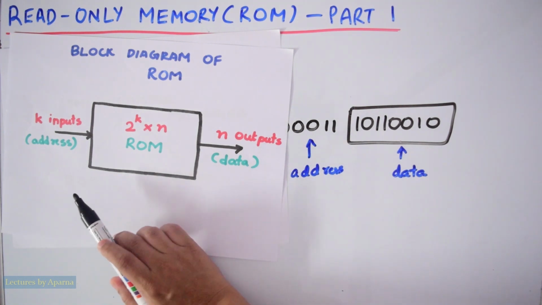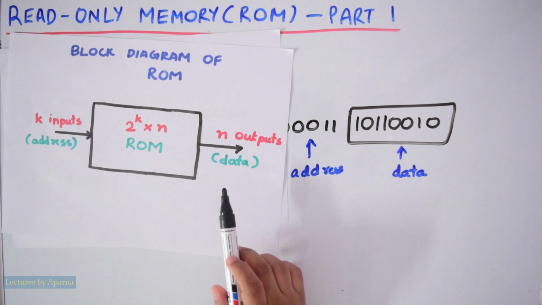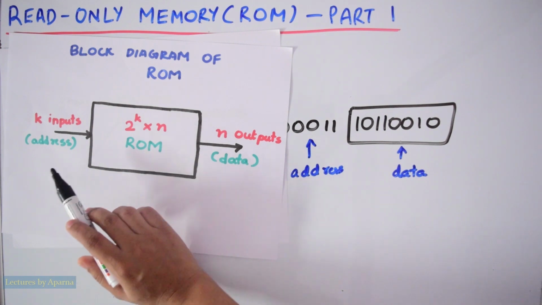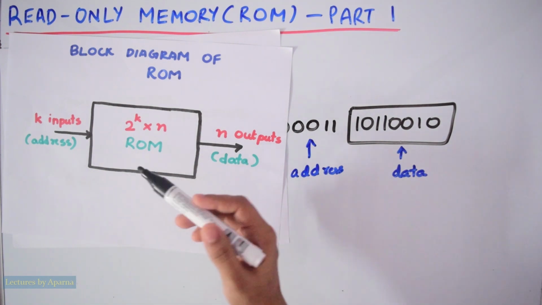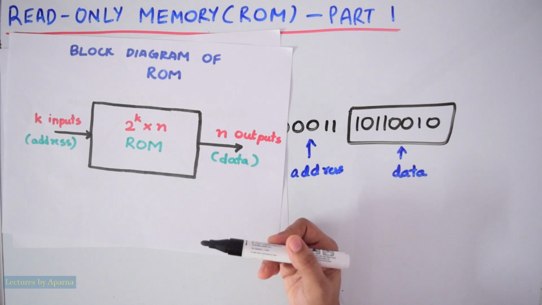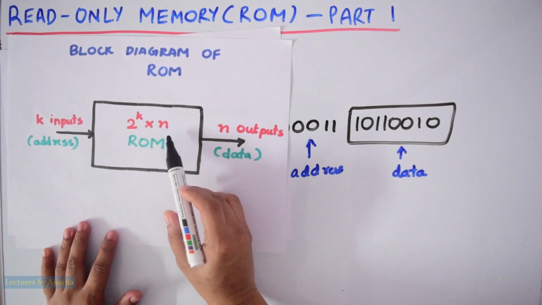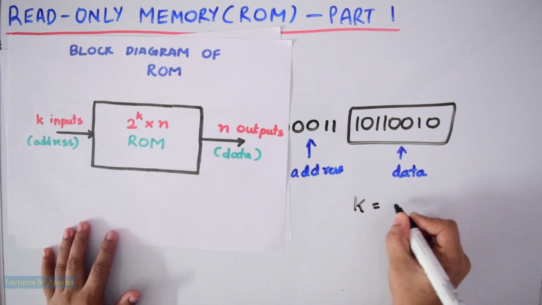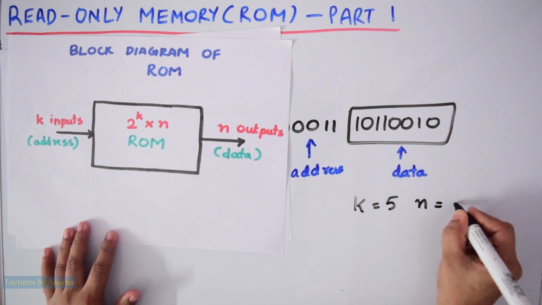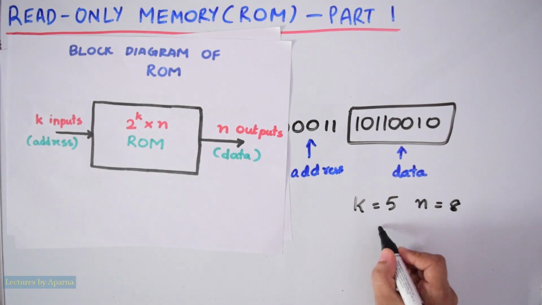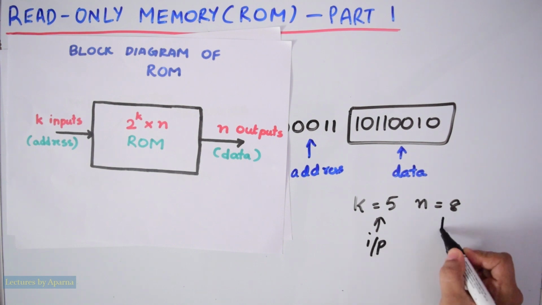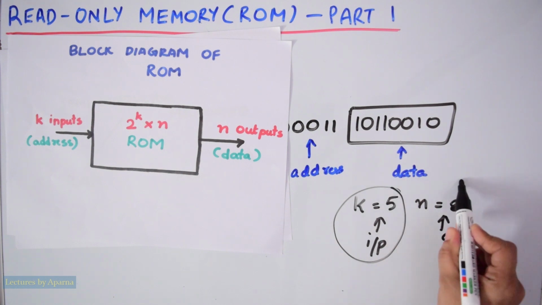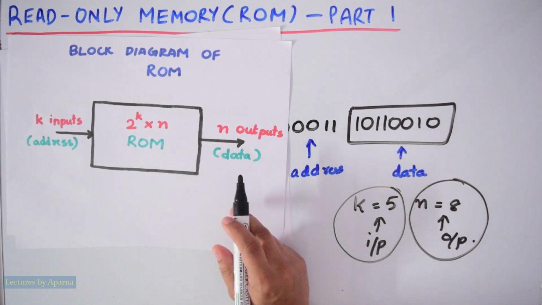So at the input it is address lines and at the output it is data lines. ROM is not having input data lines. There are no data lines at the input because it does not have write operation. So this 2 raised to k into n denotes the size of the ROM. If k is equal to 5 and n is equal to 8, so there are 5 inputs and 8 outputs. So 5 input address lines and 8 output data lines.